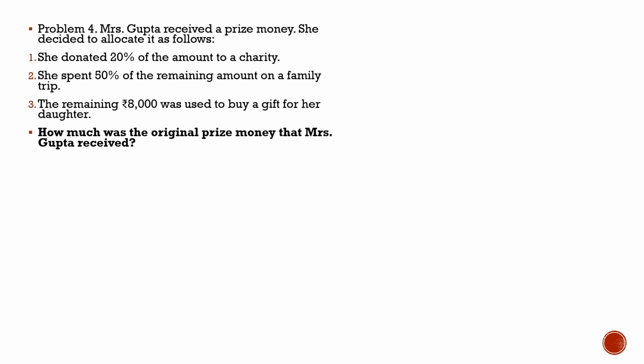So this problem says that Mrs. Gupta received a prize money. She decided to allocate it as follows. So we don't know how much prize money she has got, right? So she donated 20% of the amount to a charity. She spent 50% of the remaining amount on a family trip. After donating 20% and spending 50% of the remainder on the family trip, the remaining amount was 8,000. So the remaining 8,000 was used to buy a gift for her daughter, right?